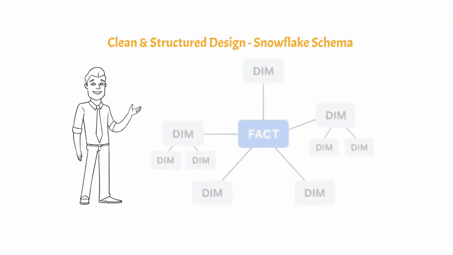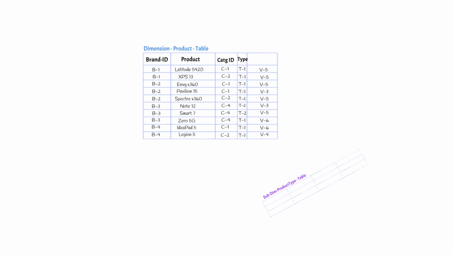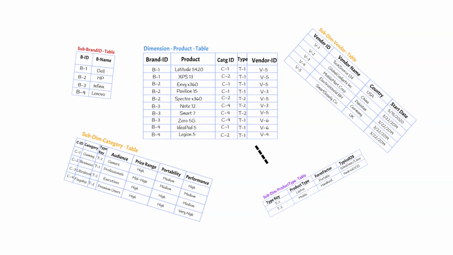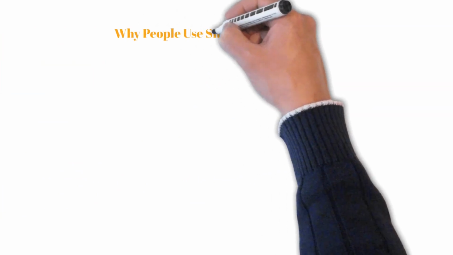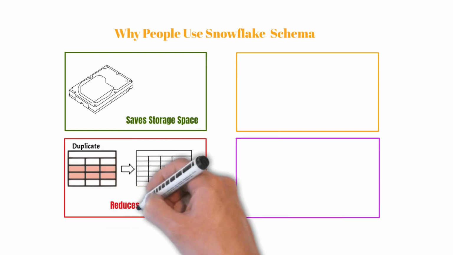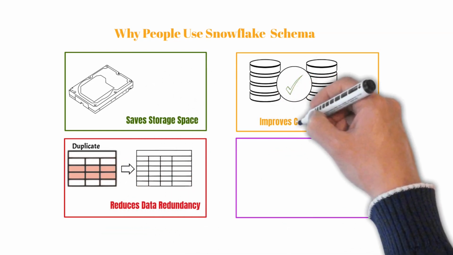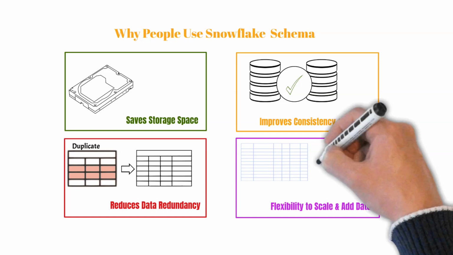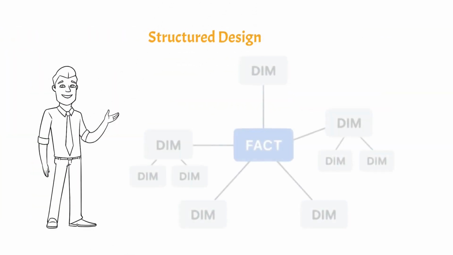The result of normalization in a Snowflake schema is a clean and structured model. Every piece of information exists in only one place, linked through relationships with no waste or confusion. This design offers 4 major advantages. It saves storage space, reduces data redundancy, improves data consistency and integrity, and provides flexibility to scale and add new data easily. While the Snowflake schema offers structure and accuracy, it also comes with some drawbacks.